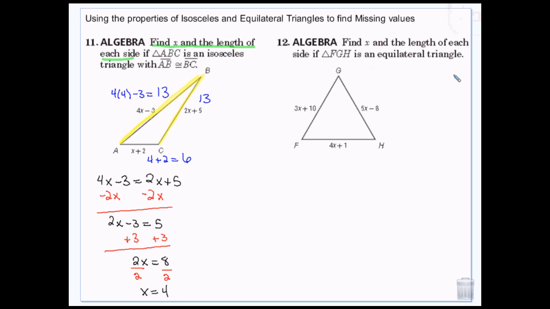On this problem, it says that it's equilateral, so that means all three of these sides are the same. So you can pick any two. So would you like 3x, 5x, 4x? Which two would you like, 3 and 4, or 4 and 5, or 3 and 5? No opinion? Alright, well I'm going to use 3 and 4 then, because they're smaller.